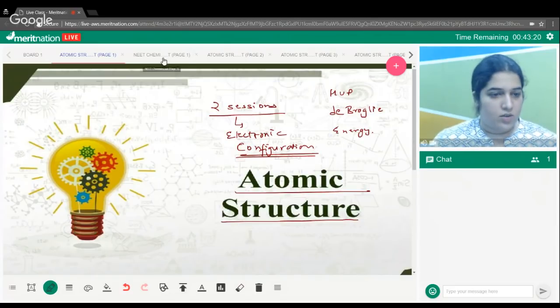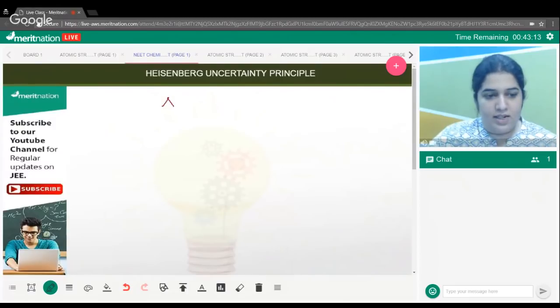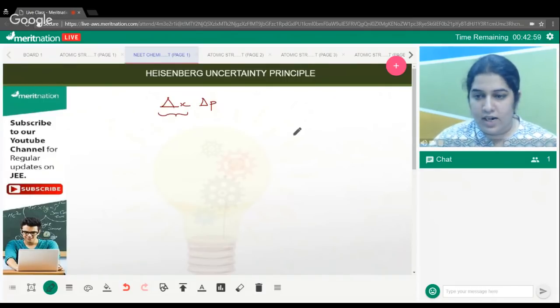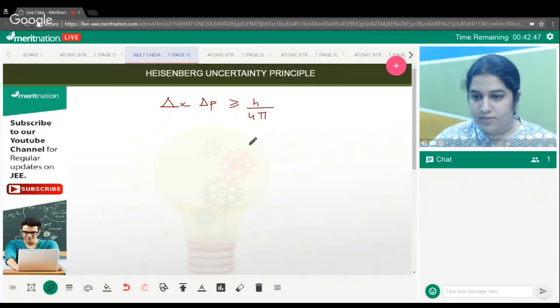Okay, so moving forward, Heisenberg uncertainty principle. It says that simultaneously it is impossible to determine the exact position and exact momentum of an electron that is revolving around the nucleus. That means there would be some uncertainty when I try to determine the exact position and exact momentum simultaneously. So the product of these uncertainties is given as greater than equal to h upon 4 pi.